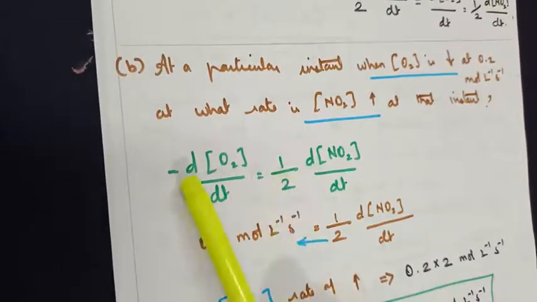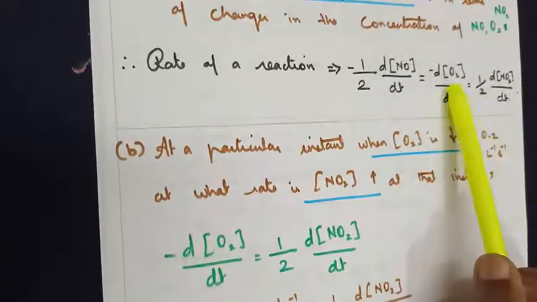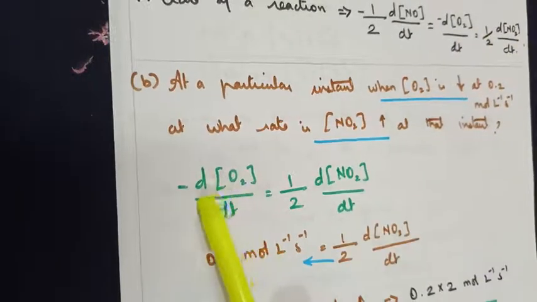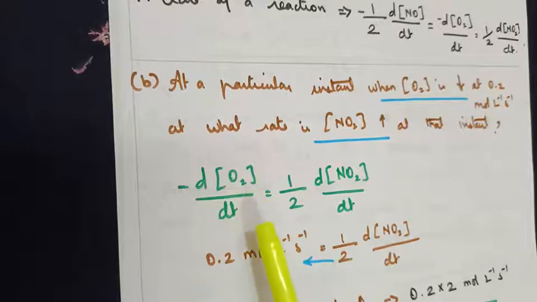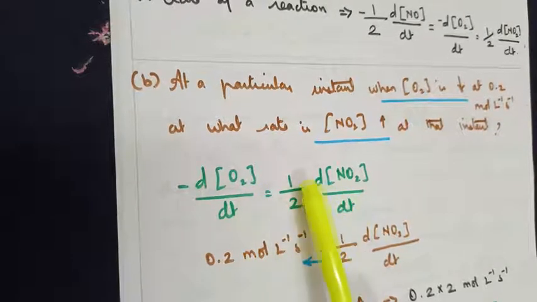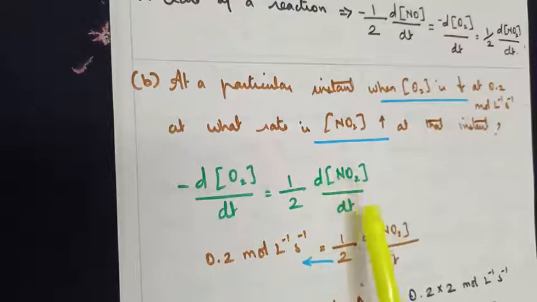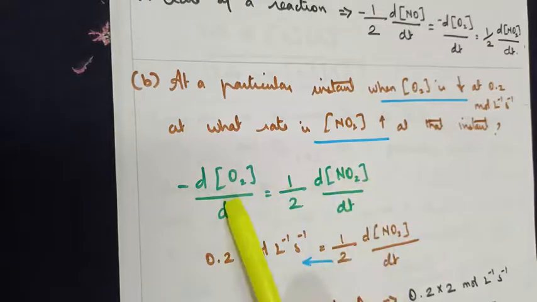I have written, that is, the minus sign stands for decrease in the concentration of the reactant, oxygen, here. So minus d of concentration of the oxygen by dt is equal to 1 by 2 into d of concentration of nitrogen dioxide by dt. I hope you understand why I am considering these two points.